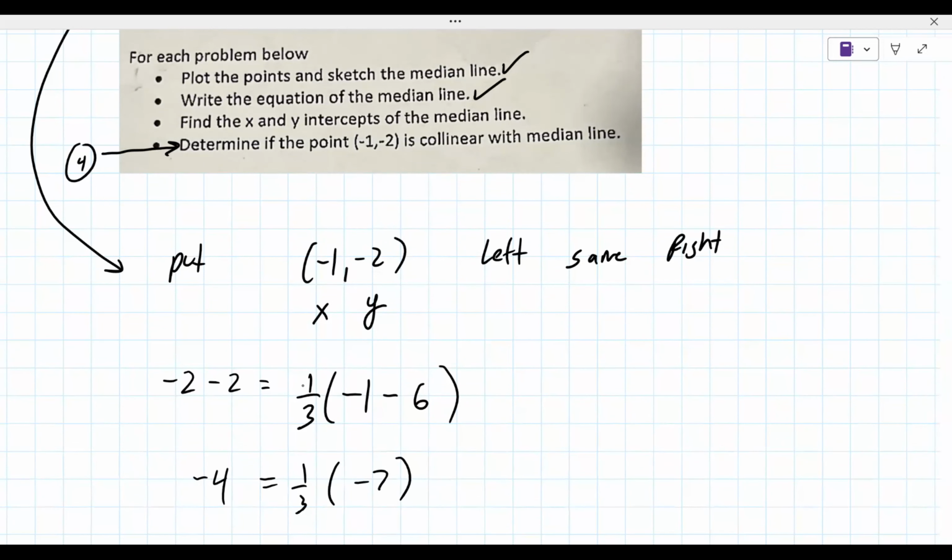Now, I know as a student you want to do the math here, but it's okay to just say they're not the same. I don't know what this is, but it's not -4. It's not the same.